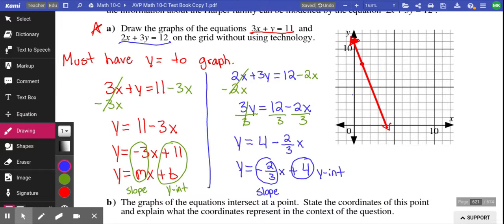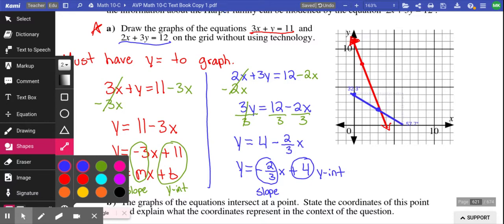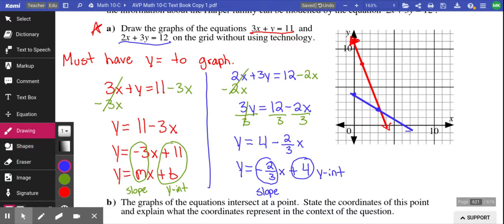1, 2, 3, 4, right there. My slope is down 2 over 3, so down 2 over 3. And then I can draw a line through those two. I go draw my line. I try my best to make sure I go right through both points, like that, and make it as straight as possible. Awesome.